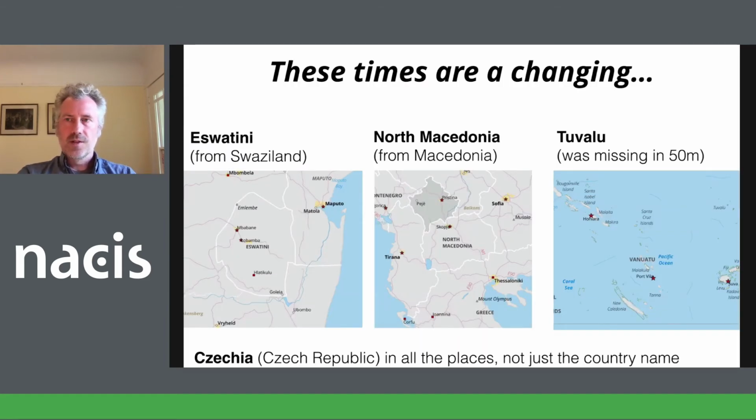Now a preview of other changes in Natural Earth 5. As the world spins, Natural Earth catches up each version. This time it's Swaziland changing names to Eswatini on a lark, and Macedonia changing names to North Macedonia to make friends with Greece. In the 50 million theme only, Tuvalu was missing and has been added back. And from the last release, we had some cleanup in the data tables for Czechia as a country name in all the places.